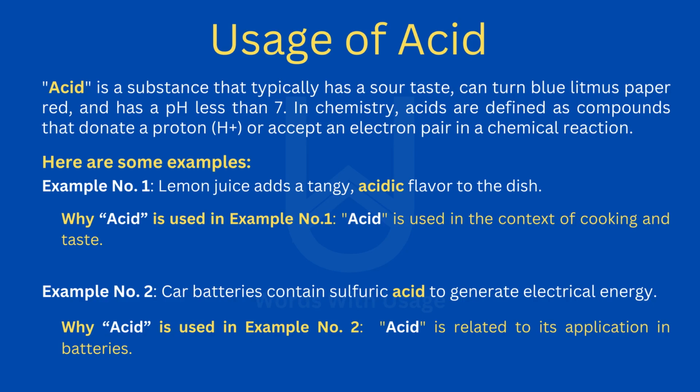Here are some examples. Example number 1, lemon juice adds a tangy, acidic flavor to the dish. Why acid is used in example number 1. Acid is used in the context of cooking and taste.